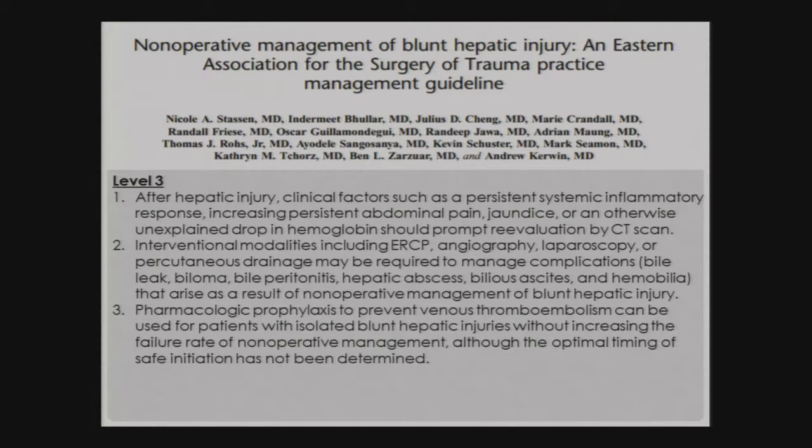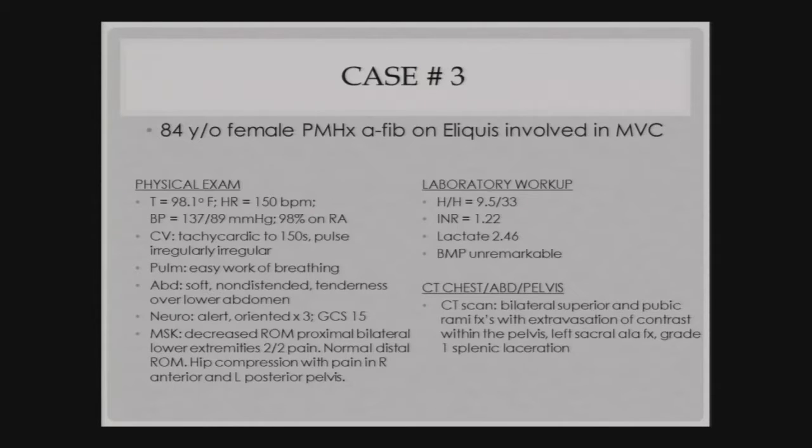And then lastly, we'll get to pelvic. So this was an 84-year-old female who was relatively healthy, except for a past medical history of AFib on Eliquis, who was involved in an MVC. On arrival, she was obviously very tachycardic to the 150s, but her pulse was irregularly irregular, and she was found to be in AFib with RVR that responded to IV metoprolol.